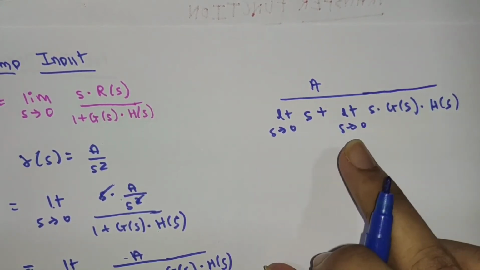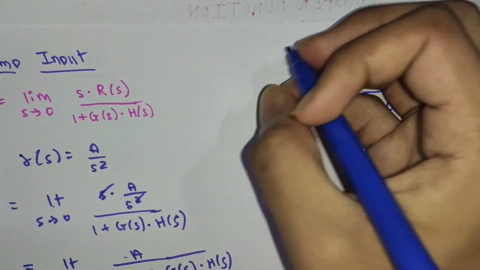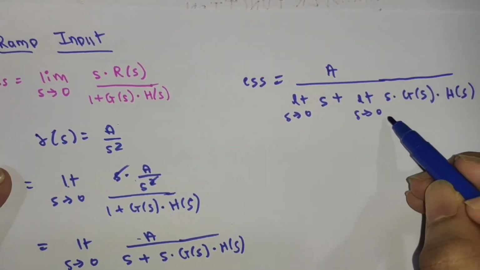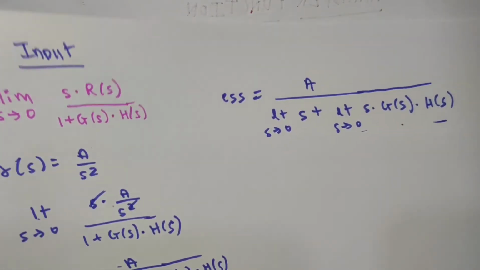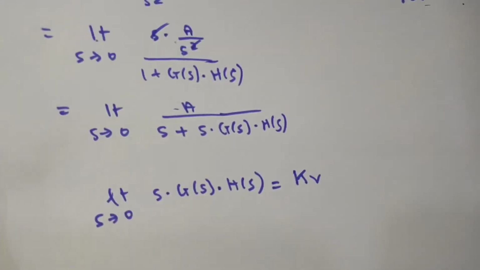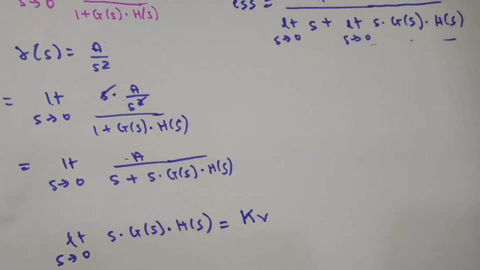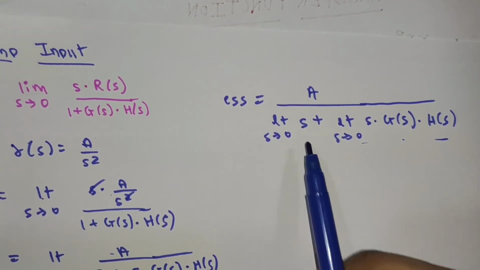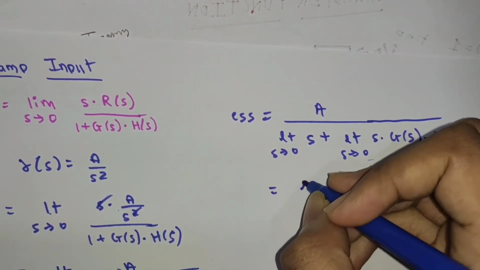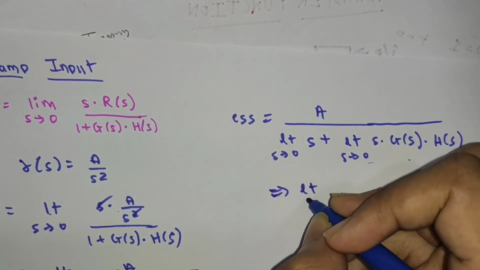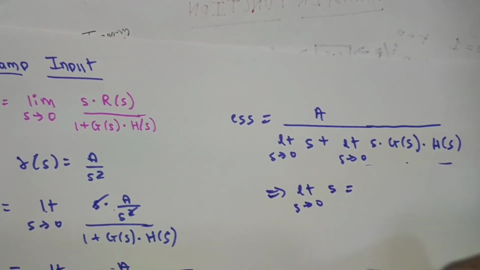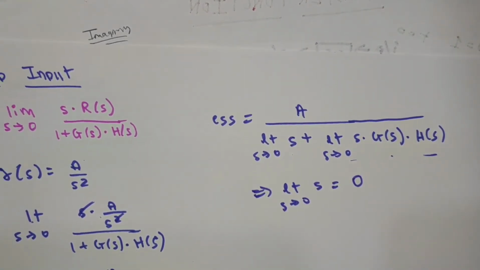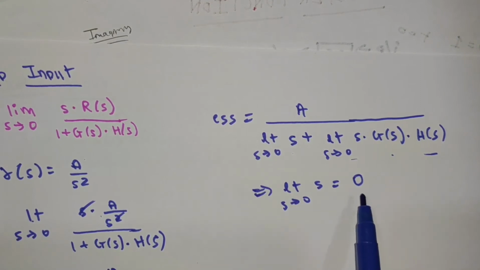So this is the denominator now after taking the limit, or you can say ESS will be equal to this. Now the condition for this I have written, I have introduced you to the term velocity error coefficient. So this thing is equal to the velocity error coefficient, and for the limit S tends to 0 of S, the answer is 0 itself. The value of S for limit S tends to 0 is equal to 0.